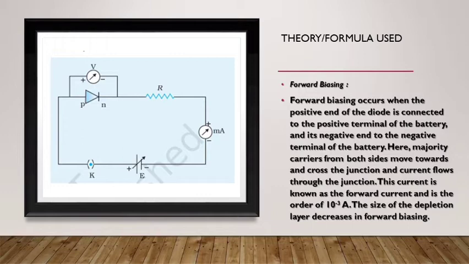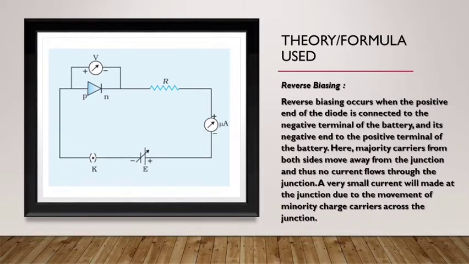In this diagram, the positive terminal of the battery is connected with the P side, and one voltmeter is connected in parallel to the PN junction diode, and then the milliampere meter is connected in series with the PN junction diode. Same as for reverse biasing.